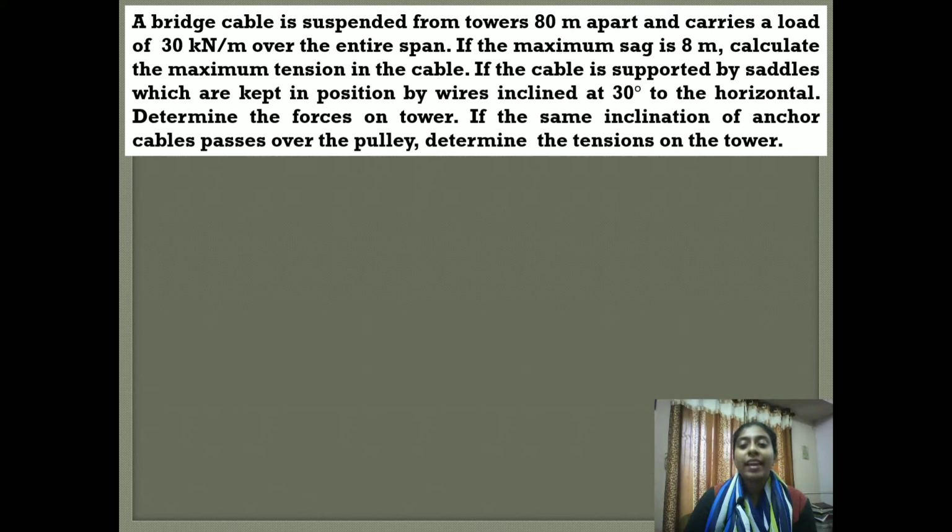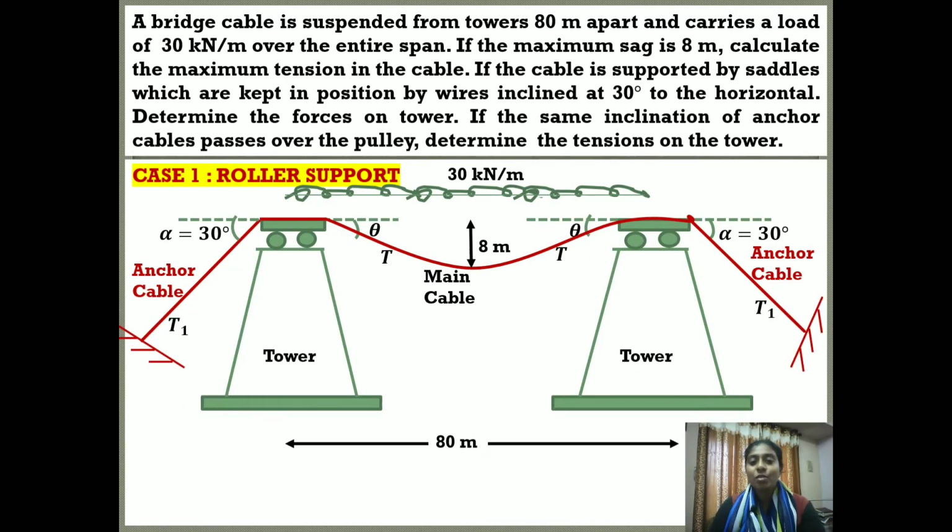So a cable is given for us. It is subjected to UDL throughout the span length, and we have 2 types of supports. First case is the saddle or roller support, and the second case is pulley support. When it is subjected to either roller support or pulley support, our aim is to find theta and alpha. We need theta, alpha, T1 and T in case of roller support. We need alpha, theta and T in the case of pulley support. Now the first case is roller support. Okay, so this is your problem now.